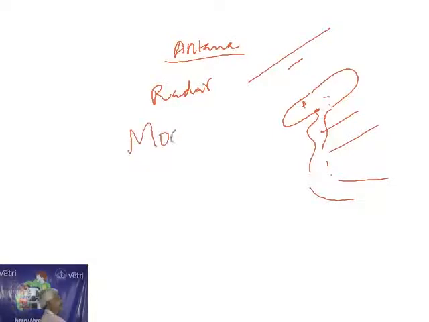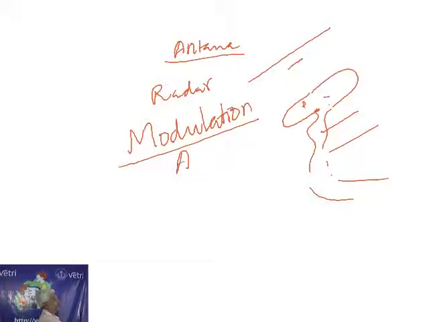That is an important thing as far as our electronics is concerned, called modulation. Modulation is an important thing. What is modulation? The superimposition of audio frequency wave on the radio frequency wave is called modulation. The audio frequency wave and the radio frequency wave.